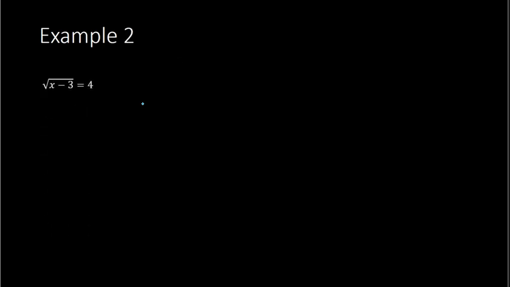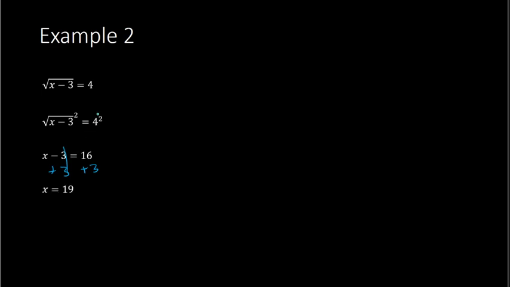Example 2. If I had the square root of x minus 3 equals 4, and I'm trying to solve this for x, what I need to do is begin by getting rid of the square root. So to do that, I have to undo it by squaring both sides. When I do that on the left side, the square and the square root undo each other, and now I'm left with x minus 3 on the left side, and then 4 squared, which is 16, on the right side. Now the square root is gone, I can solve very quickly by adding 3 to both sides. Now I have x equals 19.